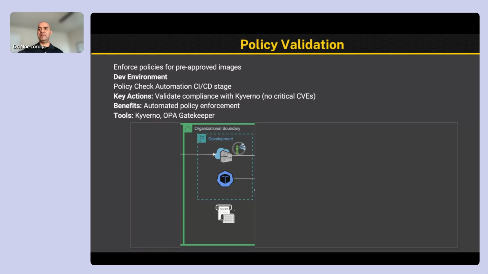Next step, policy validation. Here, you enforce policies on your images before we move forward. Tools like Kyverno or OPA Gatekeeper are designed for this. You might, for example, enforce a rule that no image with critical CVEs can pass through, or you might enforce signing requirements. When you're starting out, I recommend running these policies in warning mode.